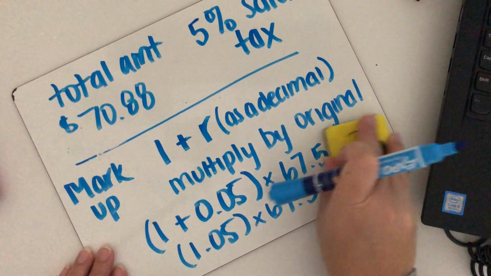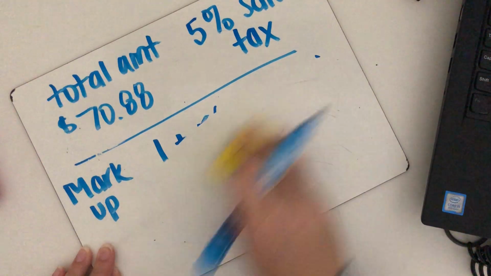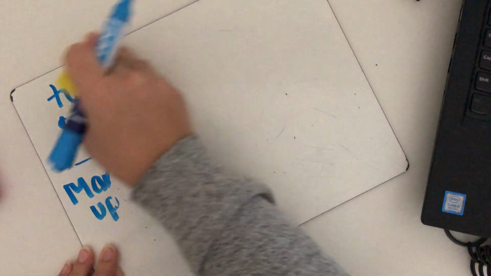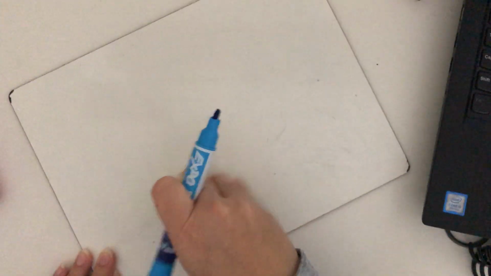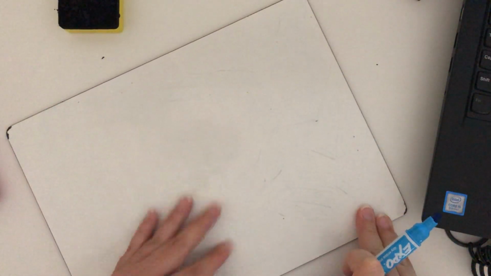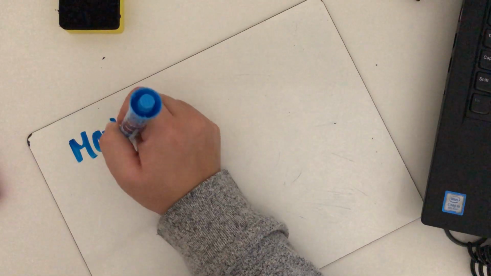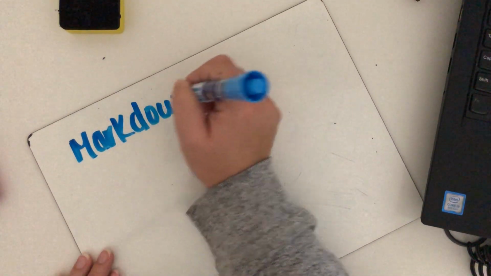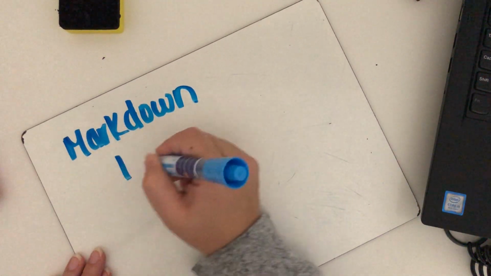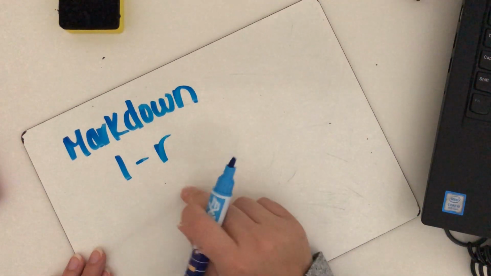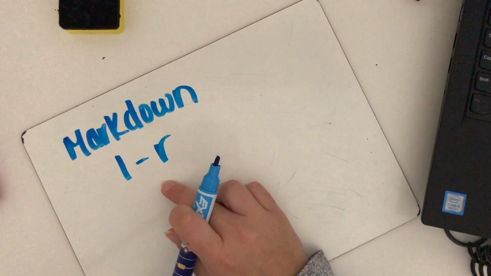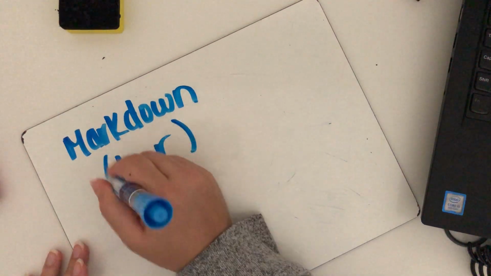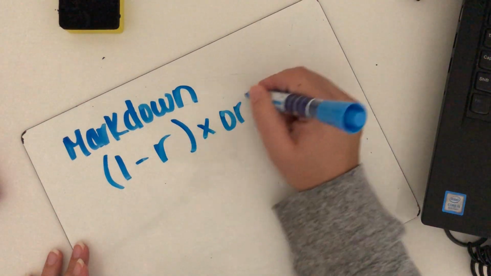Now, you can use the same type of formula for markdowns, but what do you think the slight difference is going to be? Yep, instead of adding to 1, I'm going to subtract from 1, okay? So again, for my markdowns, I have 1 minus my rate. Remember that the rate is going to be a decimal. And then I'm going to multiply that by my original amount.